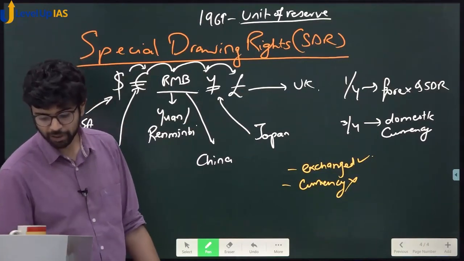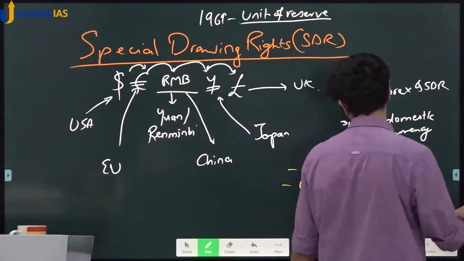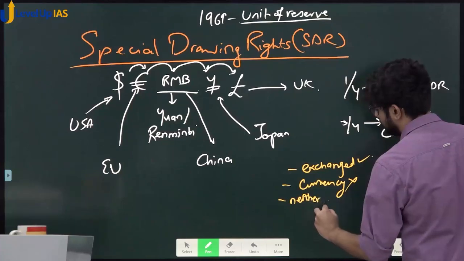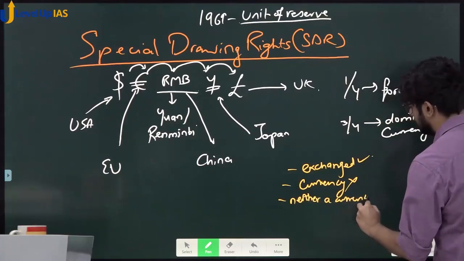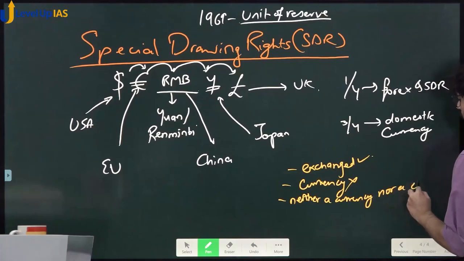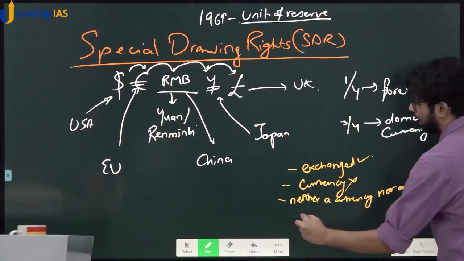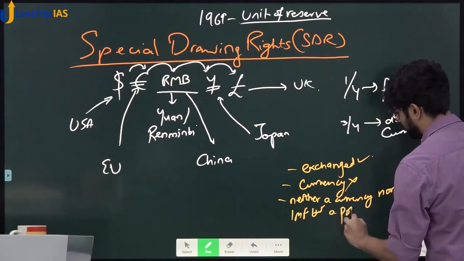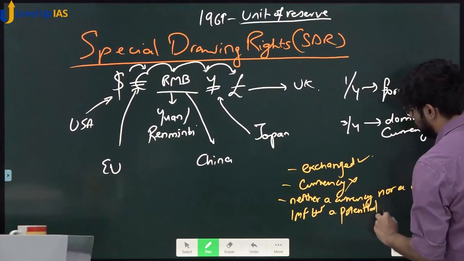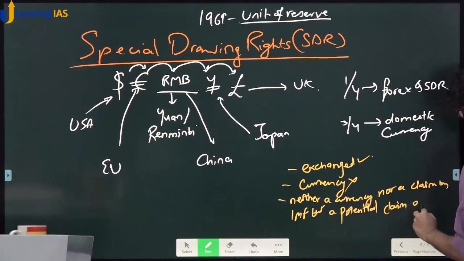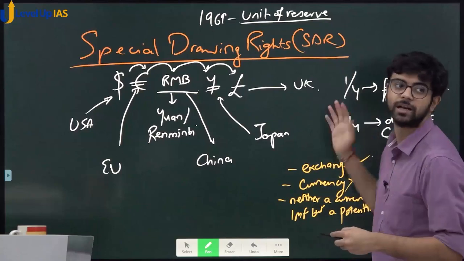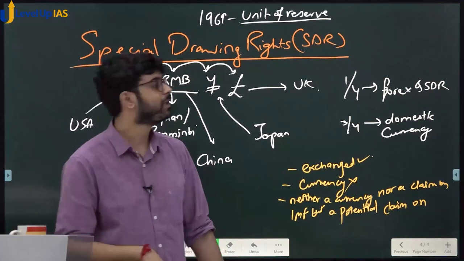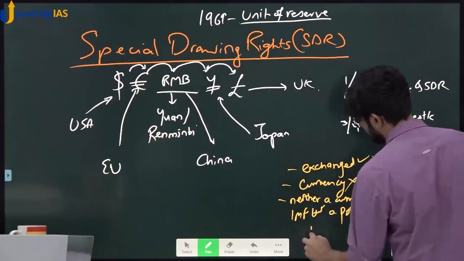It is not a claim on IMF. This sentence is important. Very important. This is neither a currency nor a claim on IMF, but a potential claim on other currencies, because you can exchange it. Theek hai? Potential claim on usable currencies. The word is usable currencies.